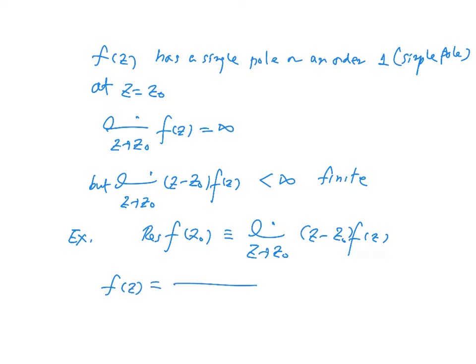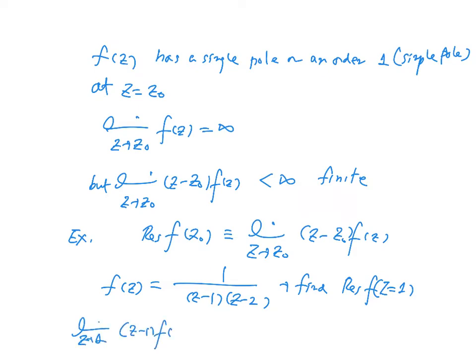So for example, if f(z) is given by 1 over (z minus 1)(z minus 2), and if I ask to find the residue at z equal to 1. So how many poles does this f have? z equal to 1 is a pole, and z equal to 2 is also a pole, because when you substitute z equal to 1, the denominator becomes 0, so it becomes infinite. And if you substitute z equal to 2, again the denominator is 0, so it becomes infinite. And to find the residue at z equal to 1, just take the limit, which gives minus 1.